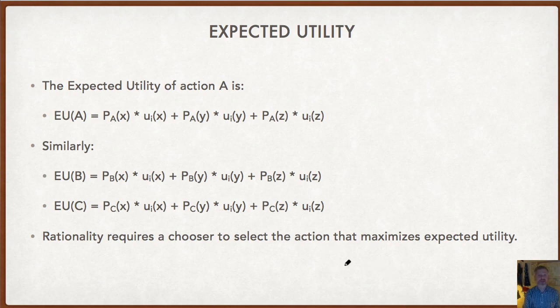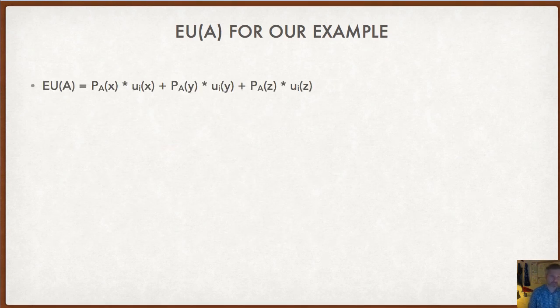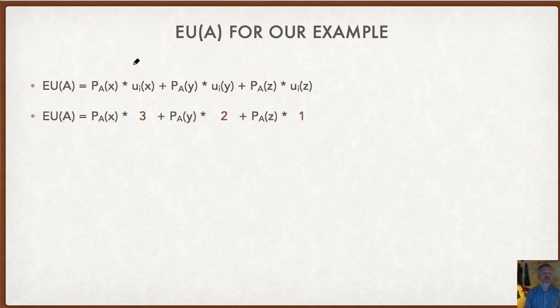Okay, so let's do each one of these, and we're going to start with the expected utility of action A. So here's that formula again. Probability that action A leads to X times the utility for X, yada, yada, yada, all the way down. So first, let's fill in the utilities. And if you wrote those utilities down earlier, you'll remember that the utility that agent I gets for outcome X is 3. The utility that agent I gets for outcome Y is 2. And the utility that agent I gets for outcome Z is 1.